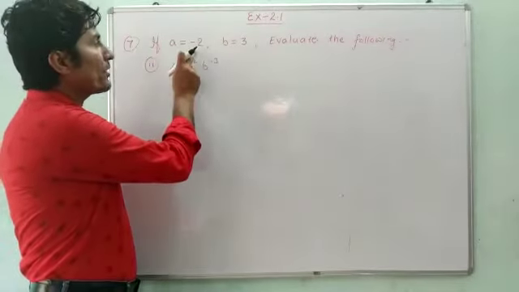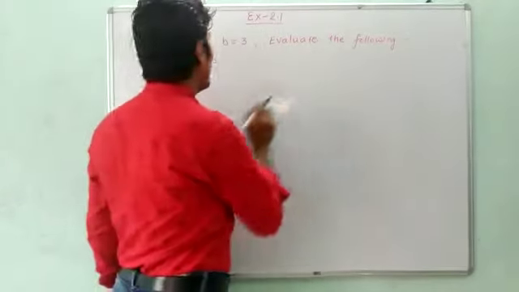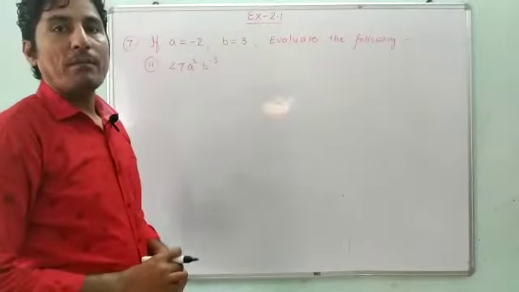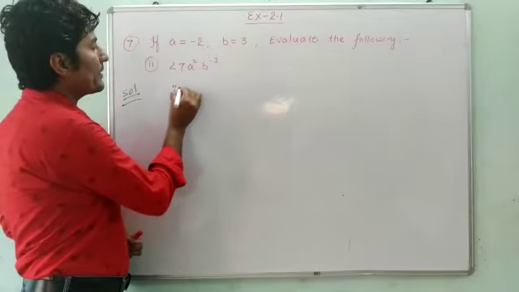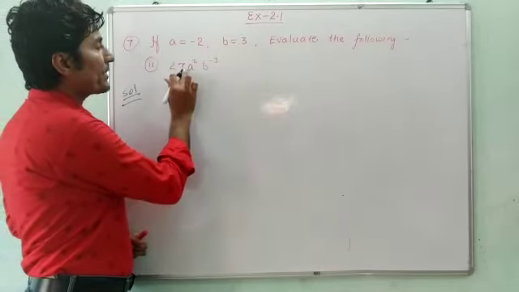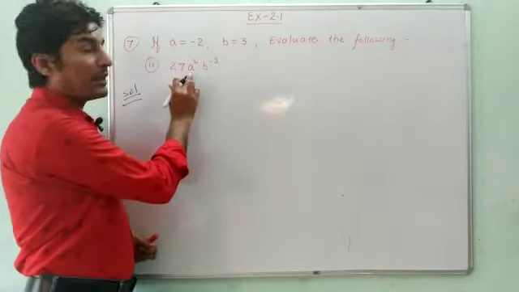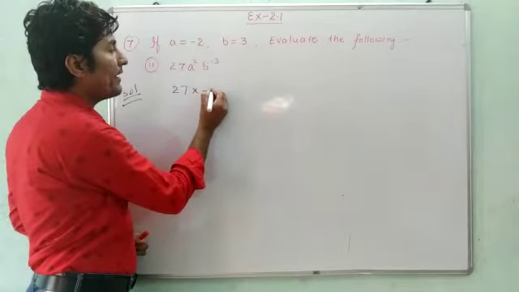Second question of question number 7. If the value of a equals to minus 2 and value of b is equals to 3, then we have to evaluate this equation: 27 a square and b to the power minus 3. So let us see the solution of this question. 27 will be as it is. Now between these two we are having the sign of multiplication, we can write here. Now a square, so we have to copy the value of a. We can copy the value of a from here, that is minus 2. We can write here minus 2.